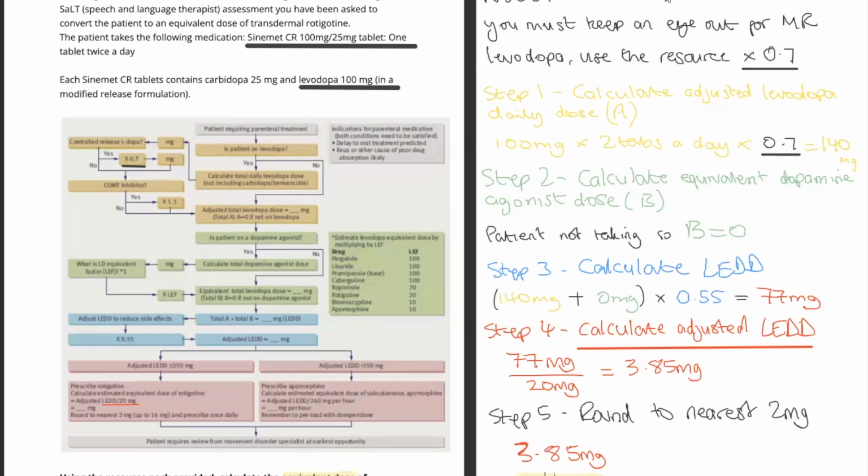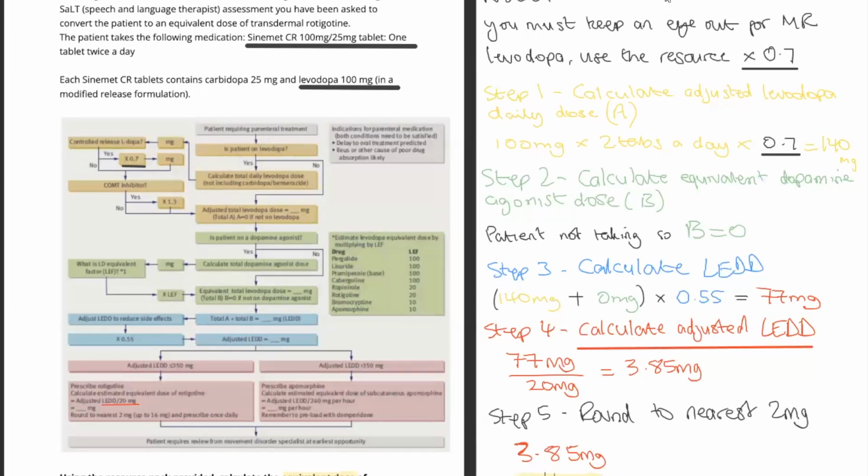Step 2, we need to calculate the equivalent dopamine agonist dose. So for the step, in this question, that doesn't apply because the patient is only taking Sinemet CR, and that does not contain a dopamine agonist. So therefore, step 2, which is B, is equal to 0.